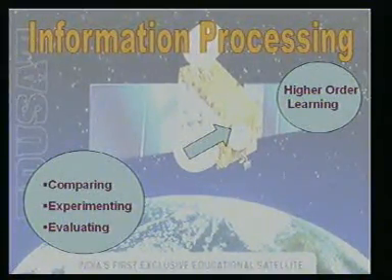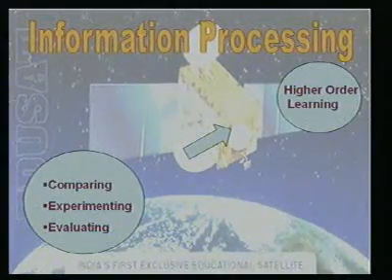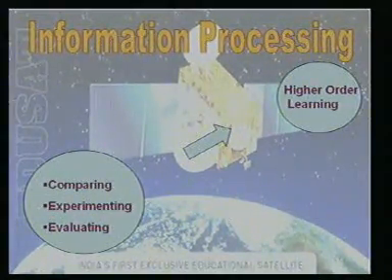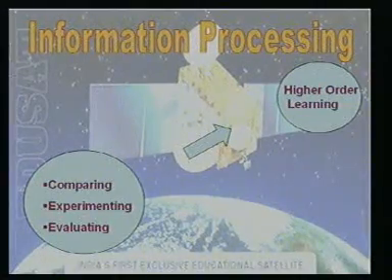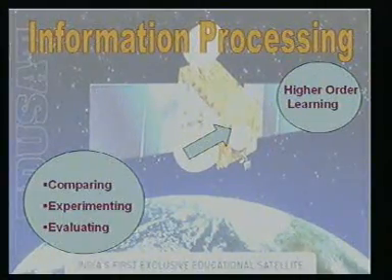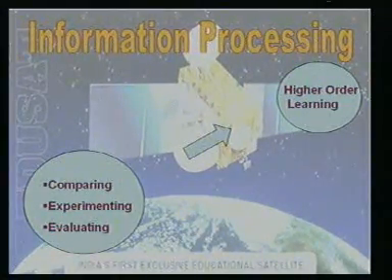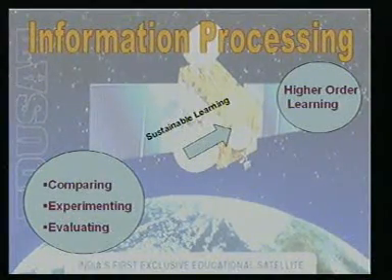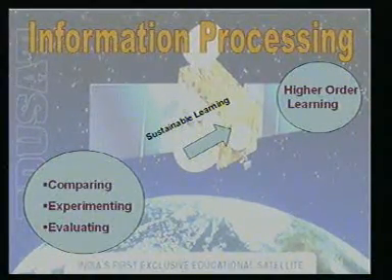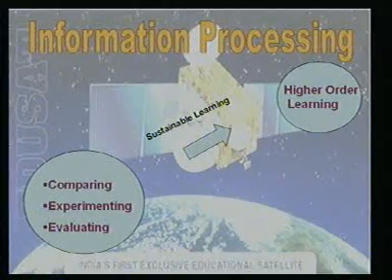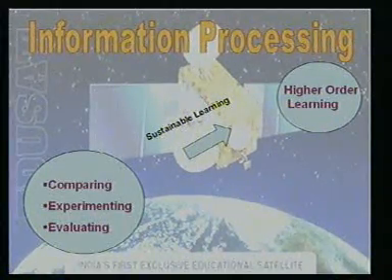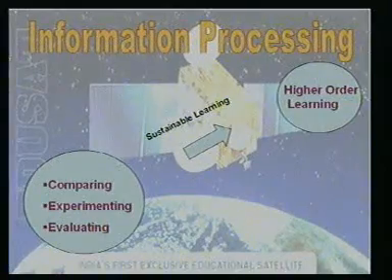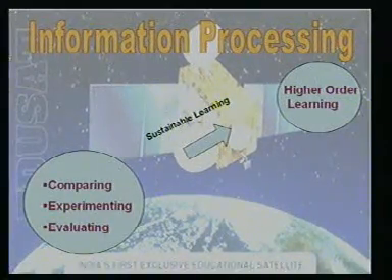But the most important part is that the information received should be compared, should be experimented with, and should be evaluated. Comparing, let's see an example: if you compare Thorndike's learning with Freud's learning or with Skinner's learning. Once the individual starts comparing the information, learning is at the higher order and it is more sustainable basically.